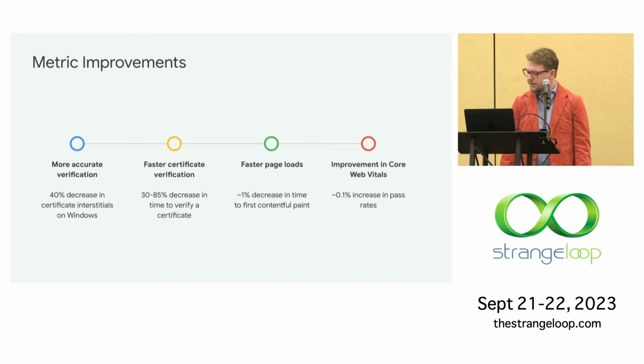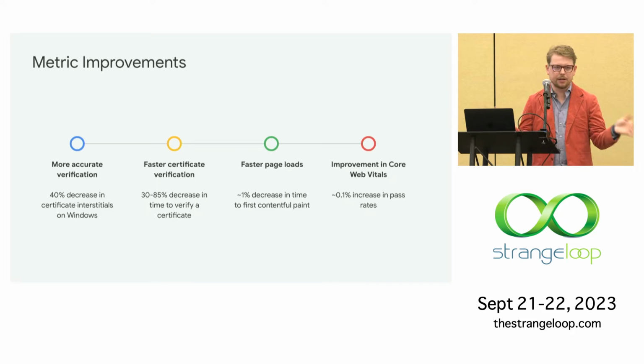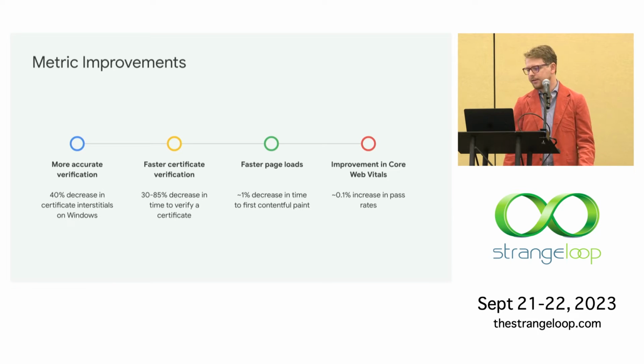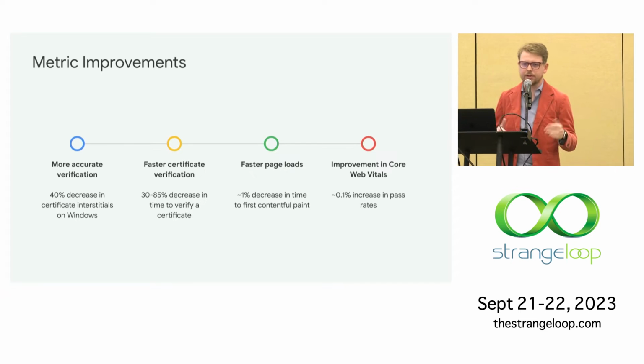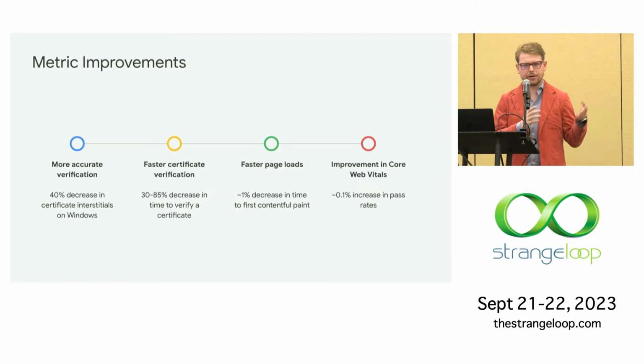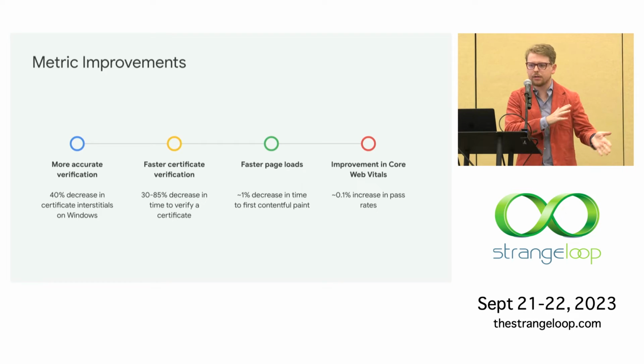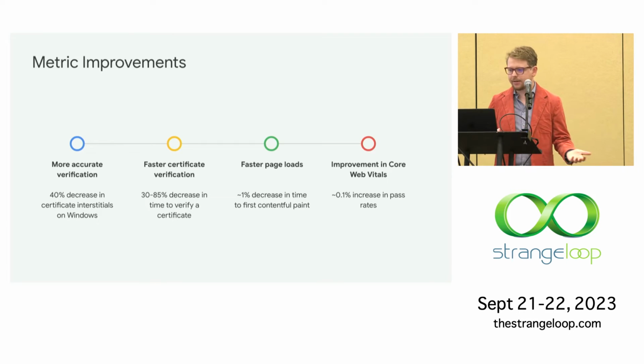So certs verify faster. This results in faster page loads. We had about a 1% decrease in time to first contentful paint across all of Chrome after we launched the cert verifier. Google also maintains a set of metrics known as the Core Web Vitals, with a pass-fail threshold for them, saying if your site loads in, I think, under 300 milliseconds, you pass Core Web Vitals. Because we made cert verification faster, we had a 0.1% increase in pass rates for Core Web Vitals, all from a root store.